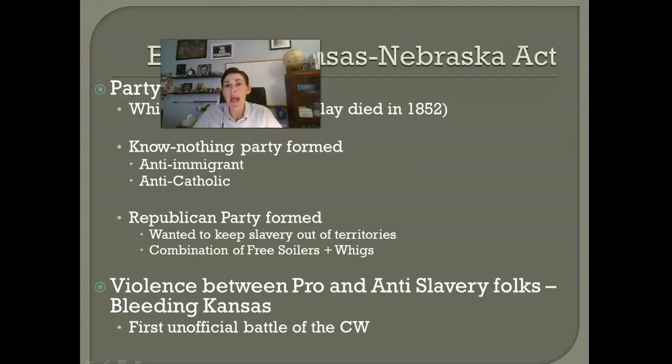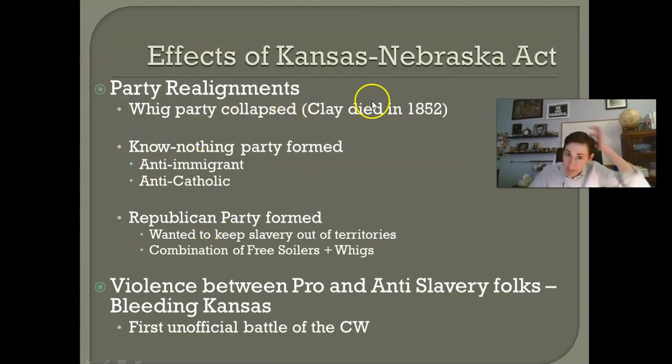Effects. So you have party realignments. The Whig Party collapsed. Clay was the head of that party and he died in 1852, so bye-bye. The Know Nothing Party was formed, which was anti-immigrant and anti-Catholic, and the Republican Party was formed. They wanted to keep slavery out of the territories. They were a combination of the remnants of the Whigs and Free Soilers.